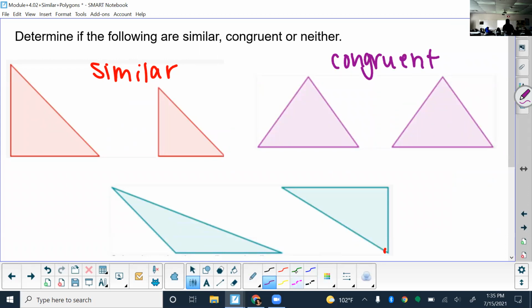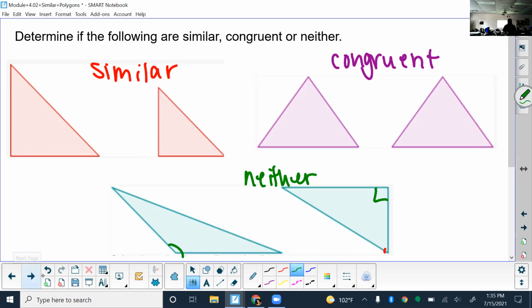All right, what about the purple figures? All right, they are congruent because they're exactly the same. Same angle measures and same side lengths. What about down here in green? All right, definitely neither. Their angle measures look different. This one looks like a 90-degree angle. This one is clearly not a 90-degree angle. So that wouldn't fit either category.